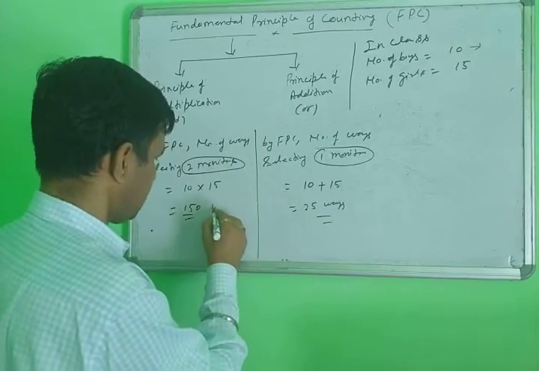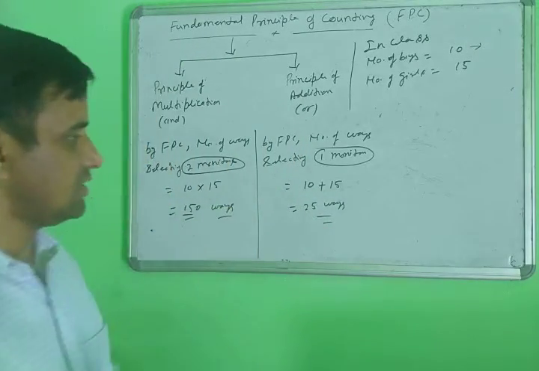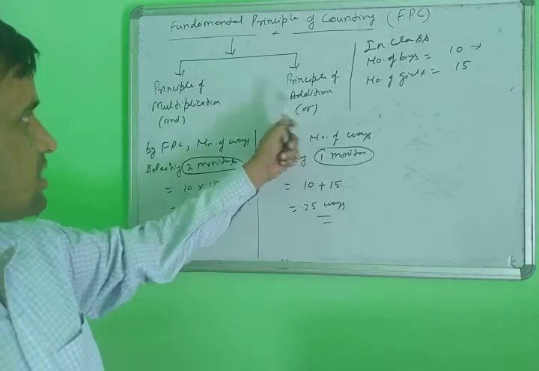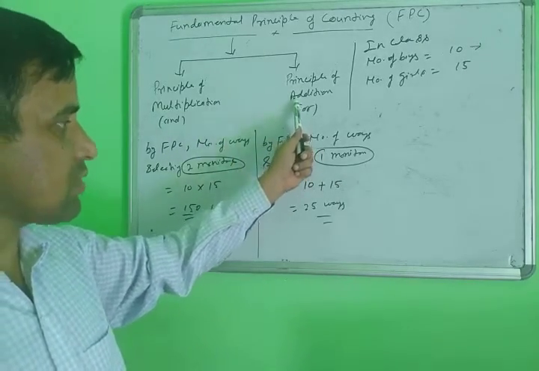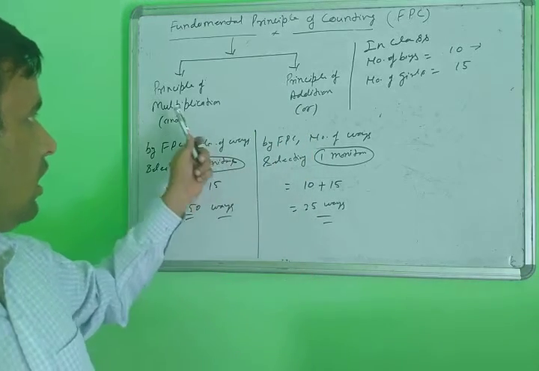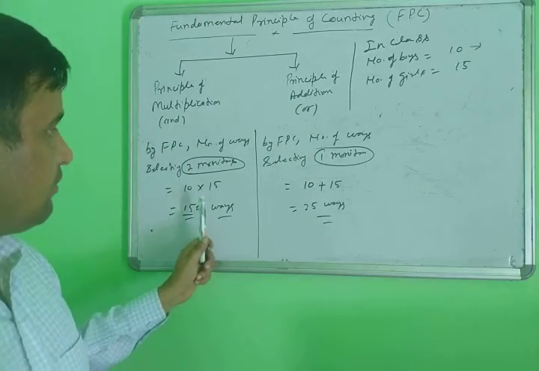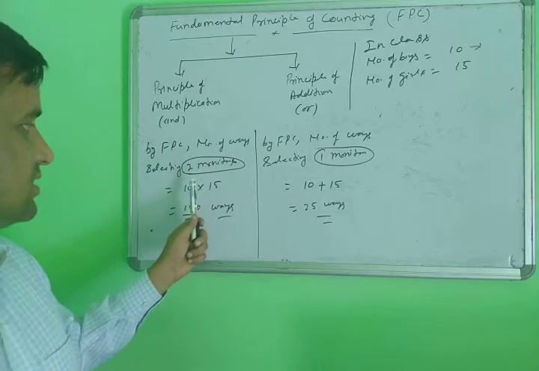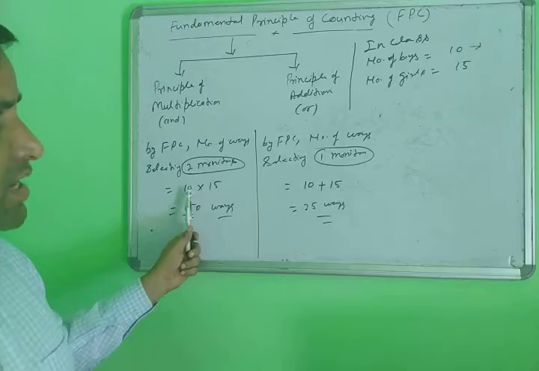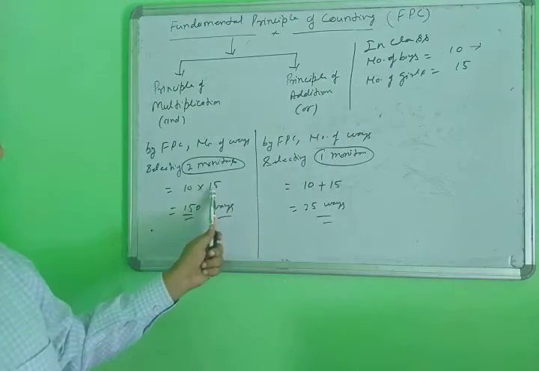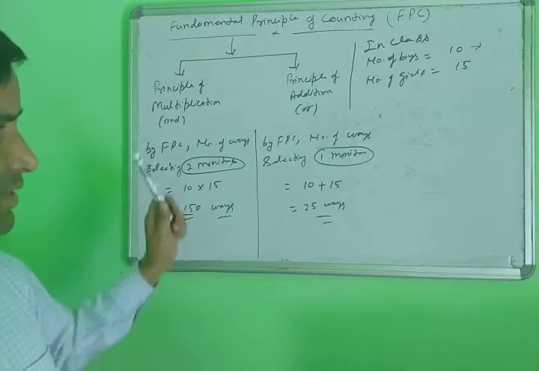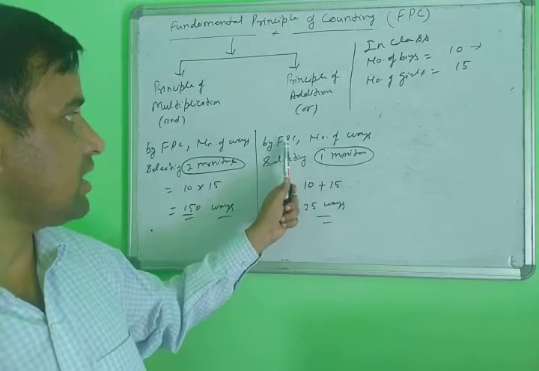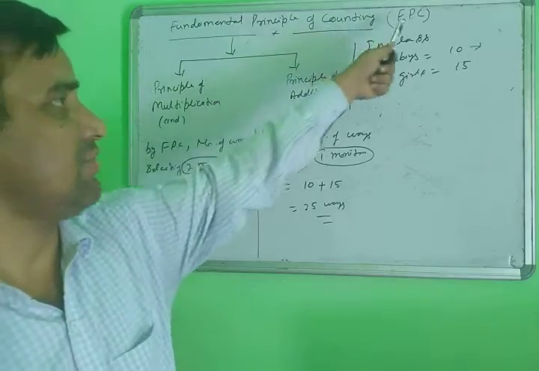The answer here is different, because your condition here is different. According to this way it is 25 ways, according to this it is 150 ways, because you are selecting two monitors, a girl and a boy. Selecting the girl is 10 ways, selecting the boy is 15 ways, so the total is 150. This is by FPC, which means fundamental principle of counting.